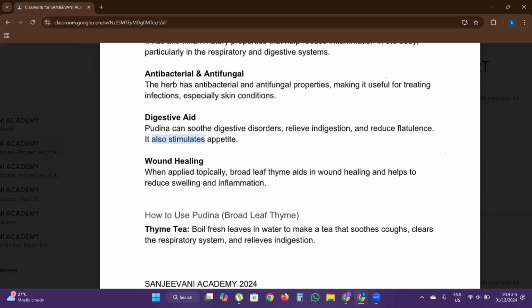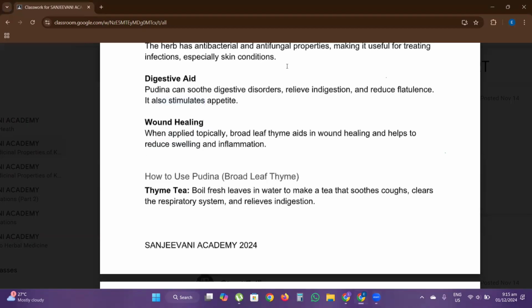So you can make it into a tea and have it before and after you eat, if that is the case. Some people prefer to have teas before. It opens up your appetite, so that way you prepare your stomach for receiving food, as with any digestive tea. So it's also great in wound healing, and you can apply it like a poultice to your area, and it will help with swelling and inflammation.